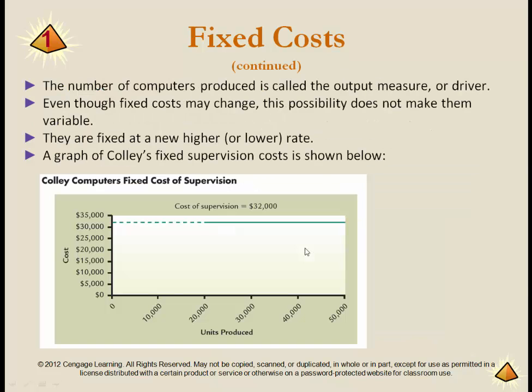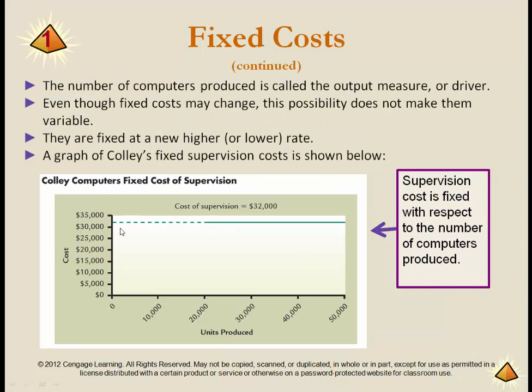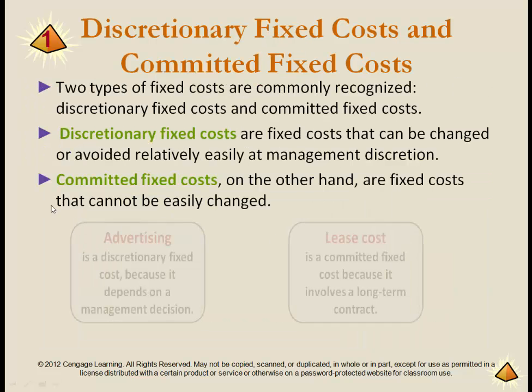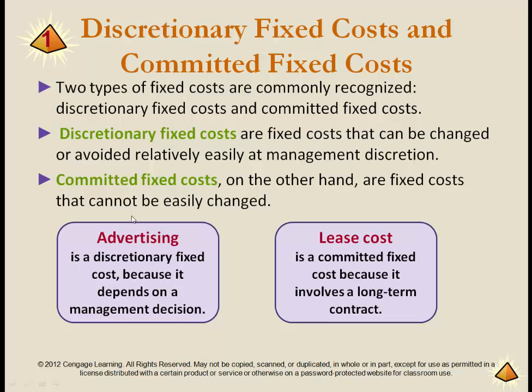Okay, that's fixed cost. And here's a graph of fixed cost. You notice it's a straight line all the way across, no matter what. Irrespective of the output, the fixed costs remain exactly the same. Now, we have two different types of fixed costs.